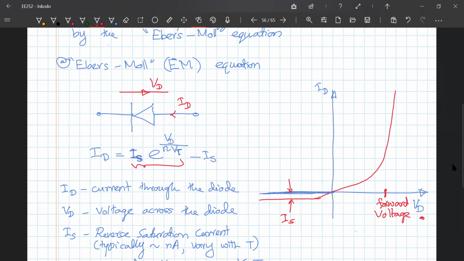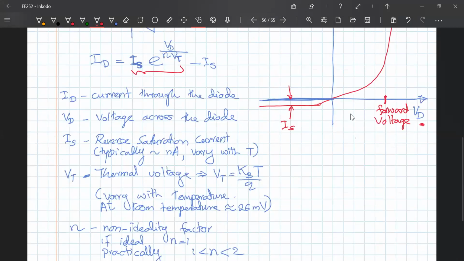So that's basically what you have here. This is the shape of the ID-VD or current-voltage characteristic. So this is basically the diode characteristics, except that since IS is very small, we assume it to be 0. This is not to scale. The negative side is much more expanded than the positive side.